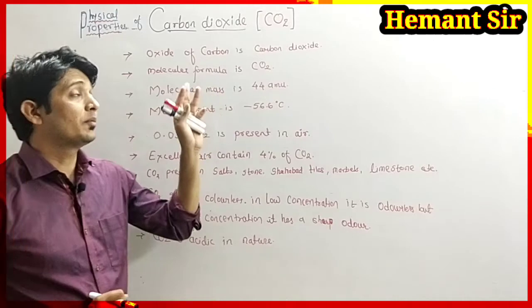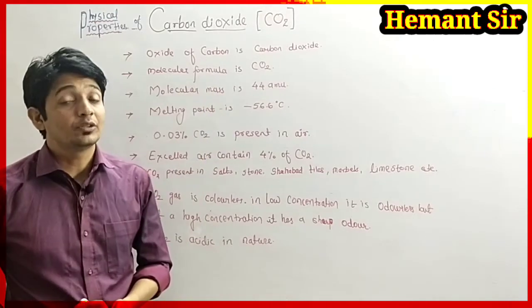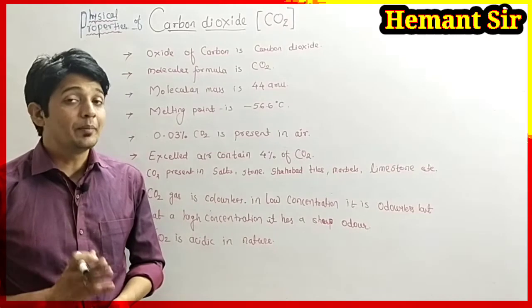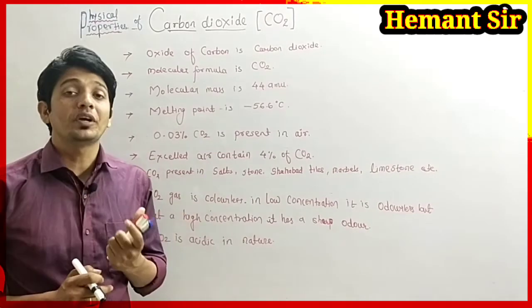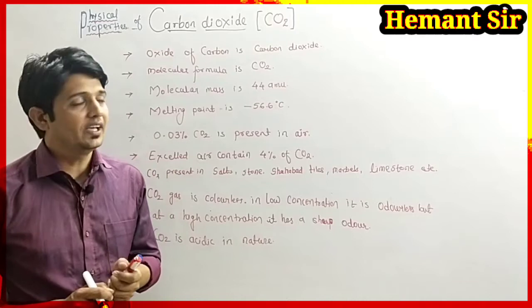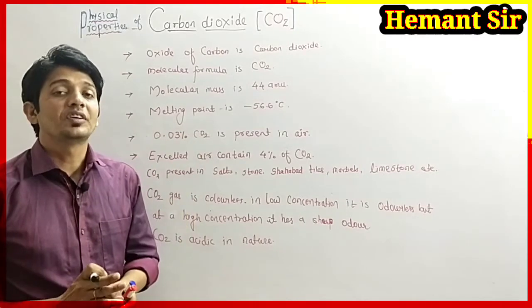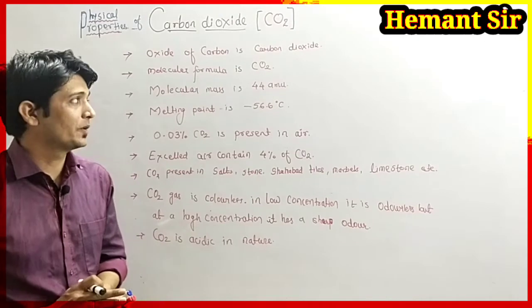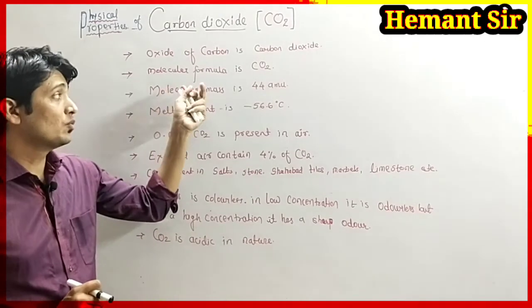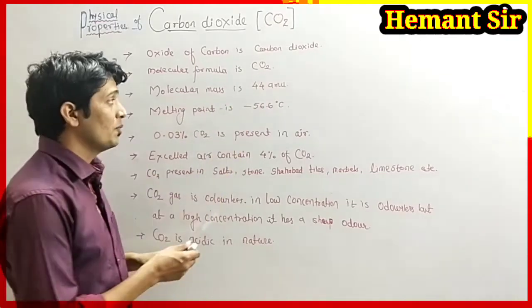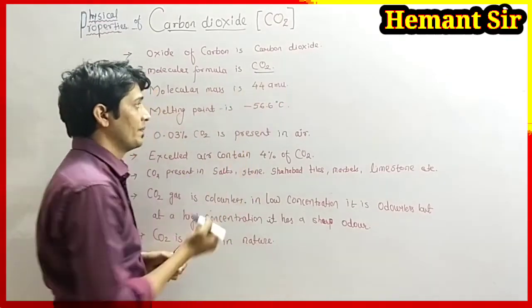But we know carbon has 4 valency. That's why carbon is called a tetravalent element. So it combines with 2 oxygen atoms to get fully oxidized. The full oxidation of carbon gives carbon dioxide. Now the molecular formula of carbon dioxide is CO2. It is very important that you remember it.